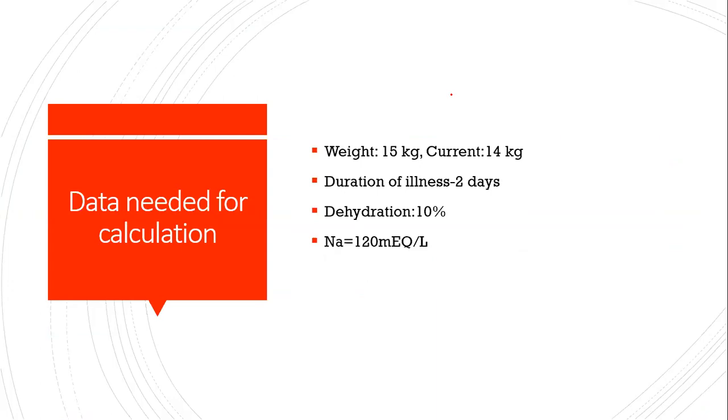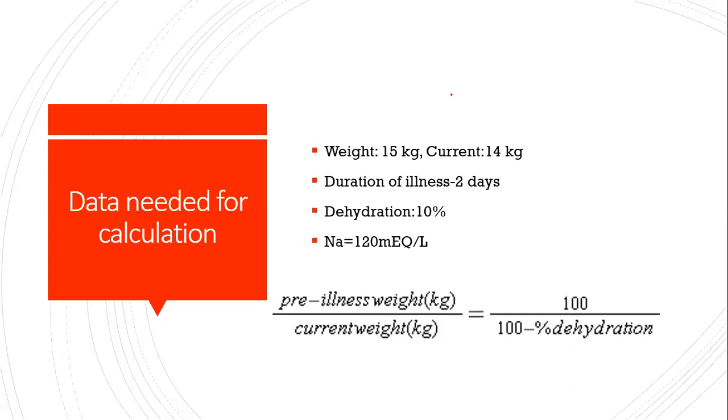Suppose you do not have the pre-illness weight, which is the most common scenario in our setting. Nobody knows the pre-illness weight, isn't it so? You can reverse calculate if you know the amount of dehydration. So you can use this formula where pre-illness weight by the current weight will be equal to 100 by 100 minus percentage of dehydration. If there is no dehydration, then this child's pre-illness and current weight will be same. Okay. All right, let's proceed.